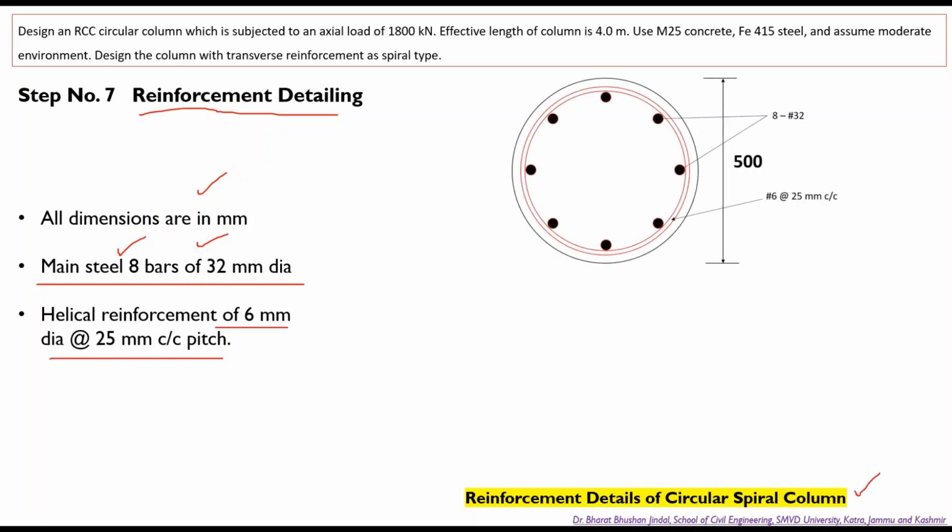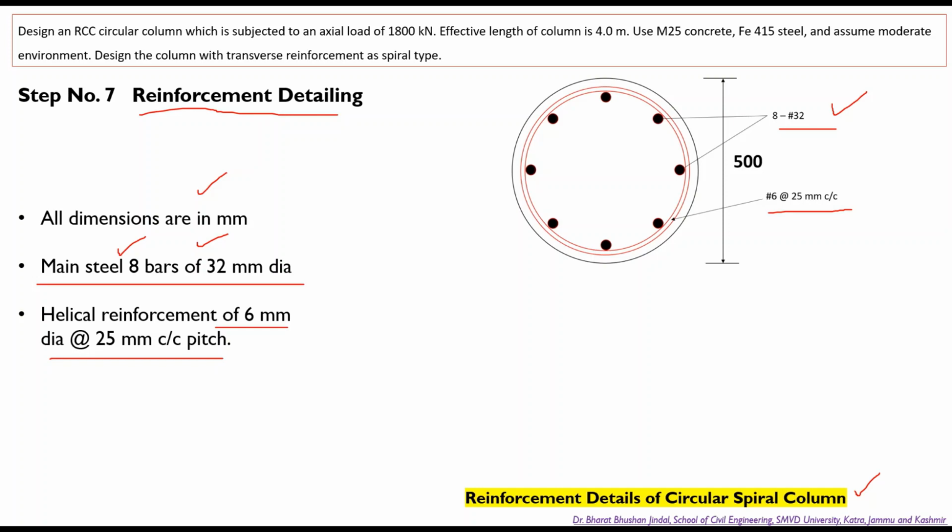So first of all, let us understand its cross section. This is the sectional view, you can say. So this is the overall diameter of the cross section of the circular column, that is 500 millimeter. And here we have provided 8 bars symmetrically along the circumference of the column, that are 8 bars of 32 mm dia. And this spiral which we have provided is 6 mm dia at 25 mm center to center.